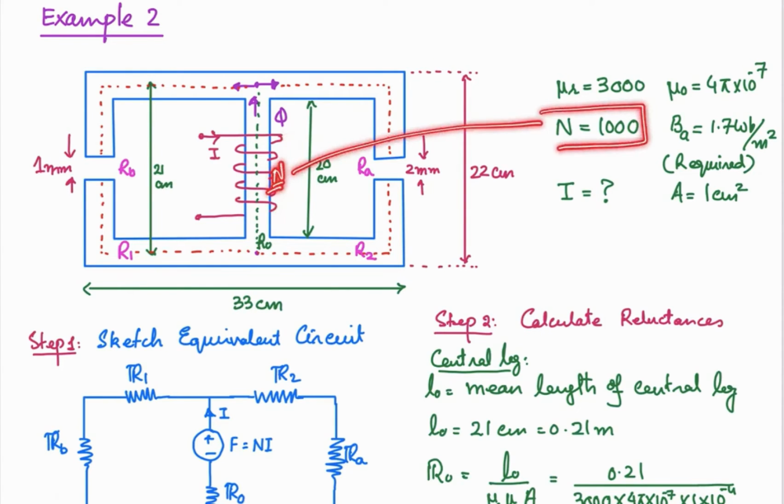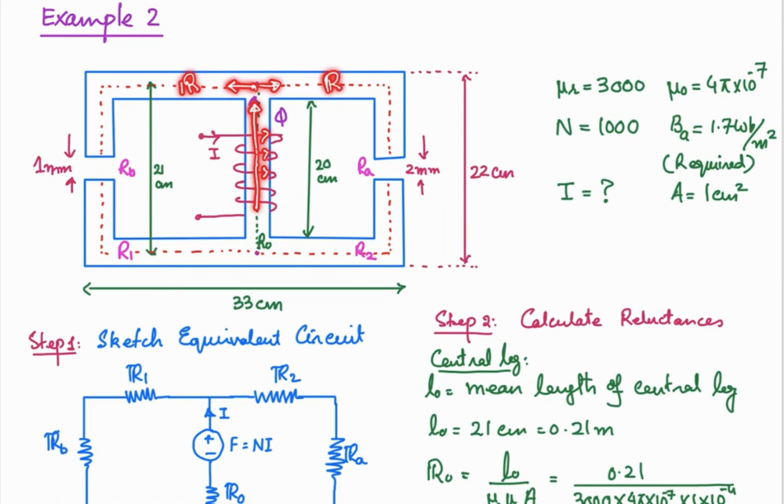There are 1000 turns in this, and the current is being injected in this one to establish a magnetomotive force, and that will establish the flux, and that flux will be moving in this direction by applying the right hand rule, and from here it will be divided into two paths depending upon the reluctances of these two, right. So the reluctance of this part and the reluctance of this path, flux will be divided in two parts.